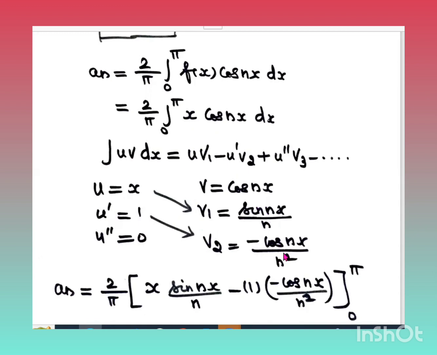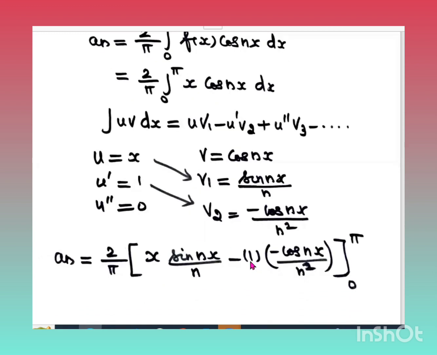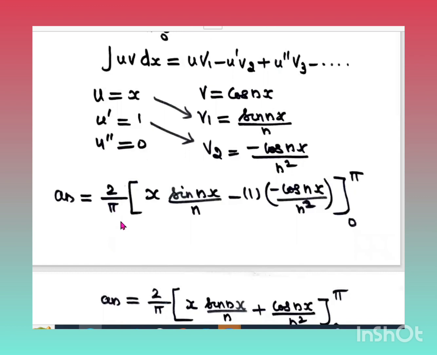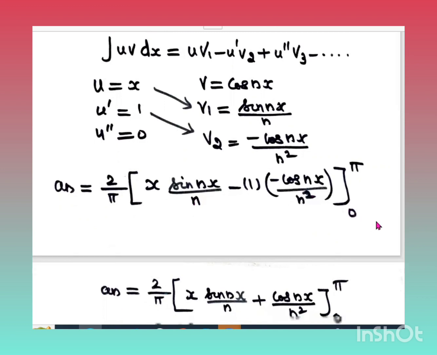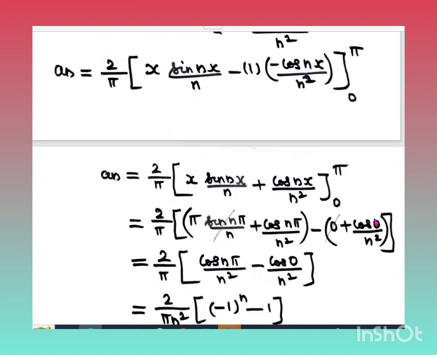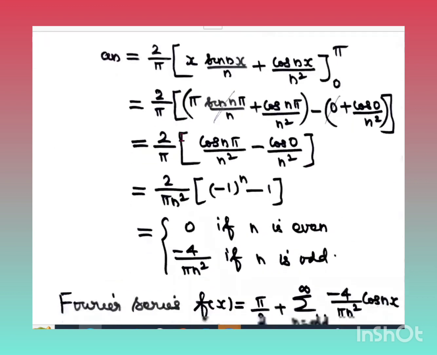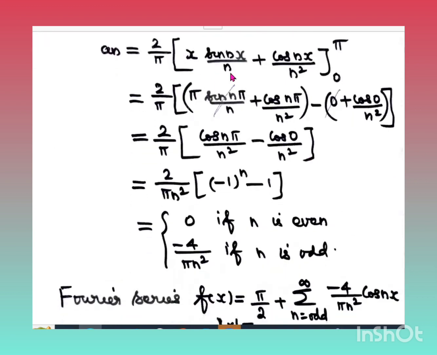So you have to use the formula u v1 minus u dash v2. a_n is equal to 2 divided by pi into [x sin nx by n minus (1) into (−cos nx by n square)], limit is 0 to pi. We have to apply the limit. a_n is equal to 2 divided by pi [x into sin nx by n plus cos nx by n square], limit is 0 to pi. For x you have to apply the upper limit pi, minus, for x you have to apply the lower limit 0.